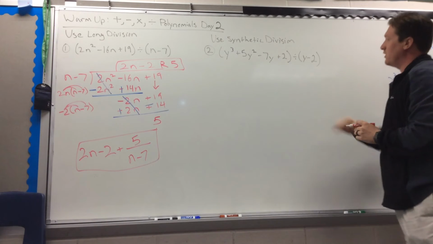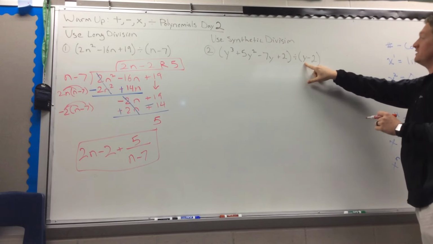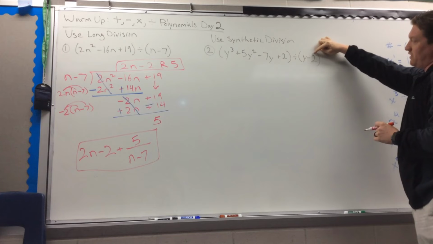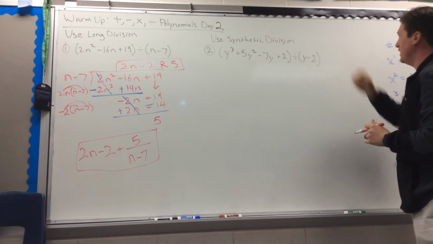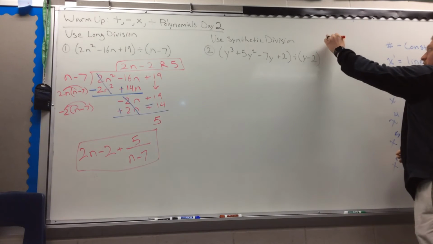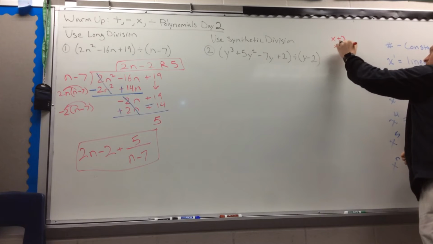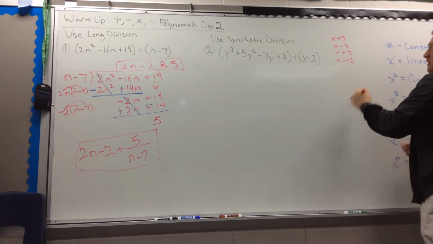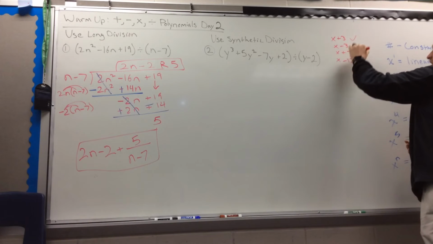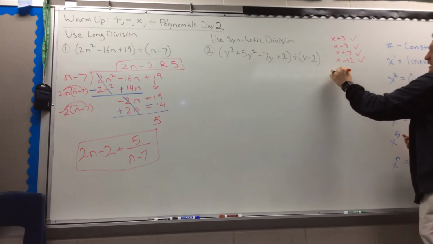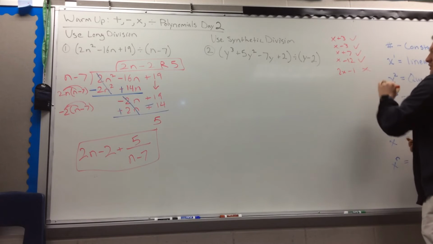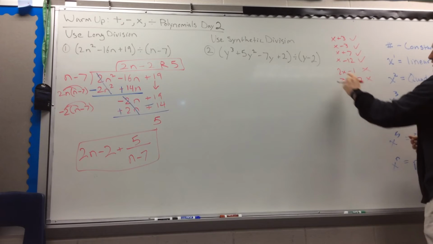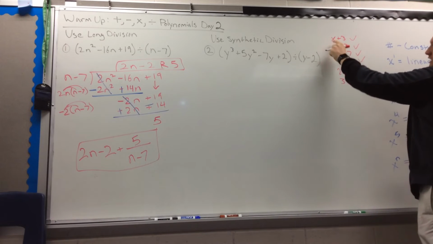Synthetic division only works if you have a 1x or a 1y, and then you just have a number in the back, some positive or negative number. So situations where it would work would be like x plus 3, x minus 3, x plus 7, x minus 12. These all will check out for synthetic division. But if I had 2x minus 1, it will not work. If I had 3x plus 7, it does not work. It only works when the leading coefficient here is a 1.